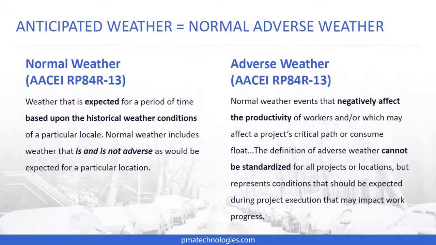We've been talking about some of these weather terms, and just to get everybody on the same page, we're using the term anticipated weather, and we use this term to represent normal adverse weather. Now, what does normal and adverse weather mean? When we look to AACE, the recommended practice, normal weather basically just represents expected weather that's going to happen based on historical weather conditions at your project site. Adverse weather represents weather that is going to negatively affect your productivity. And a key takeaway about adverse weather is that this is also totally unique to your project site, so it can't really be standardized.